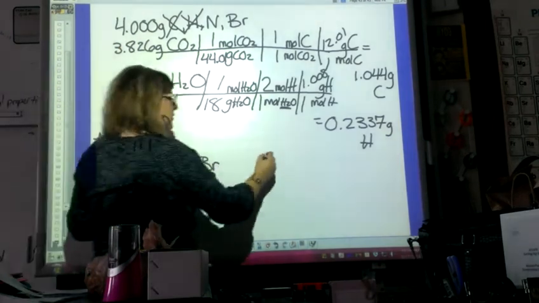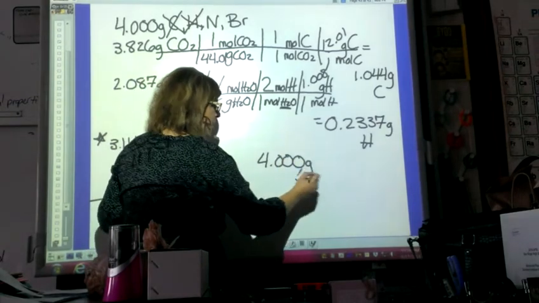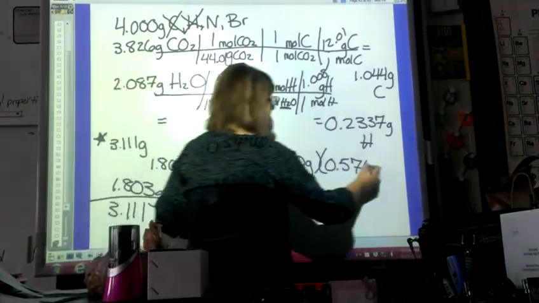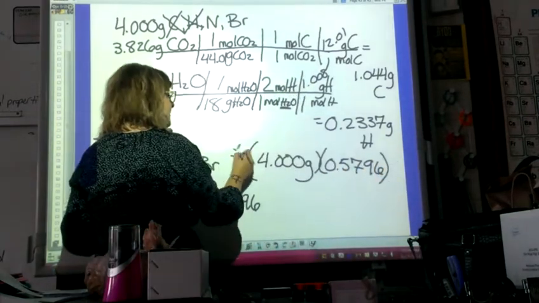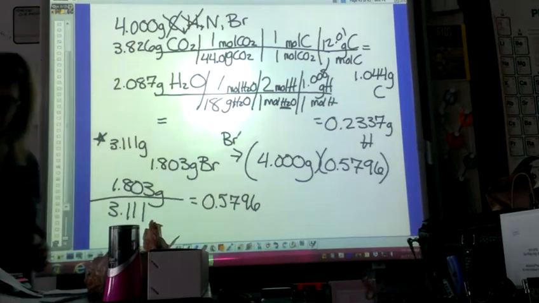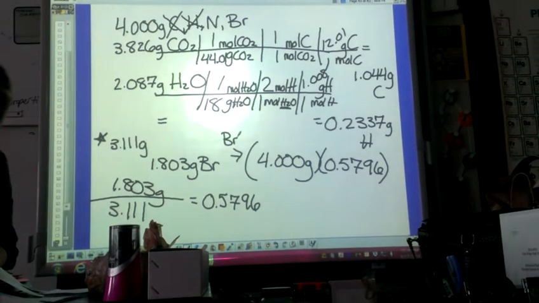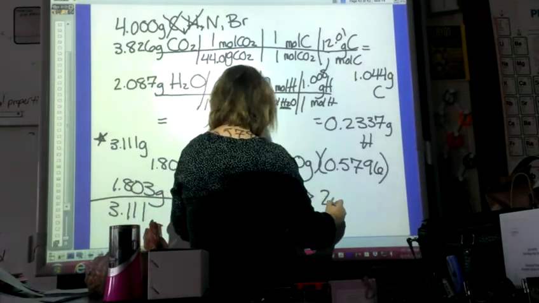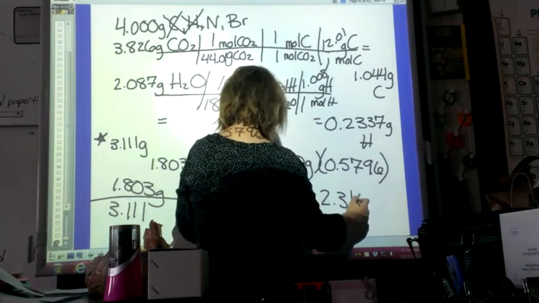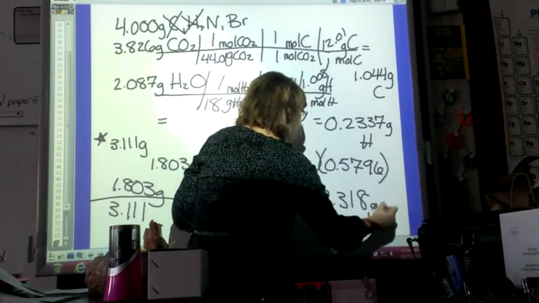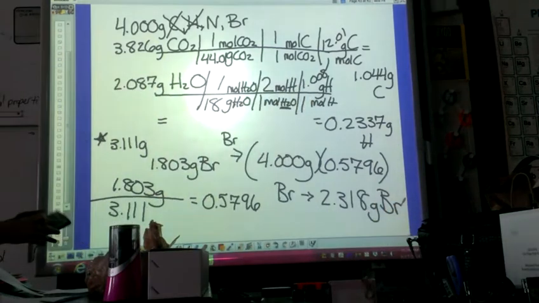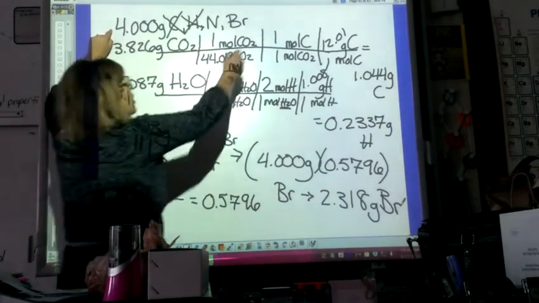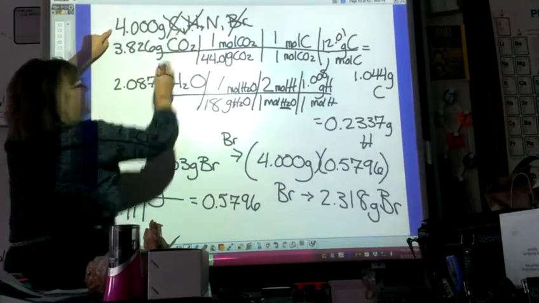So let me do that. Let me take 4 grams times that fractional abundance of 0.5796. And this is specifically giving me bromine here. This is my goal. So if I do that, we should get bromine to have a mass of 2.318 grams. And that will be for bromine. Now I have 3 of the 4 pieces that I need. And I know the original mass of the sample. So I know bromine, I know hydrogen, I know carbon.